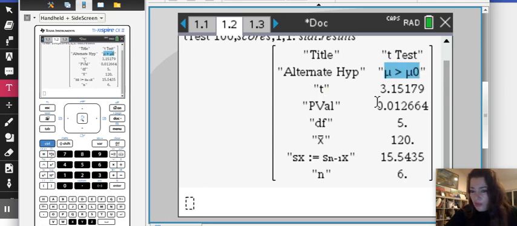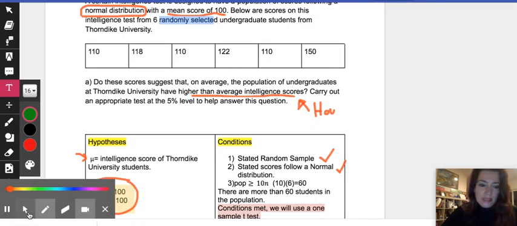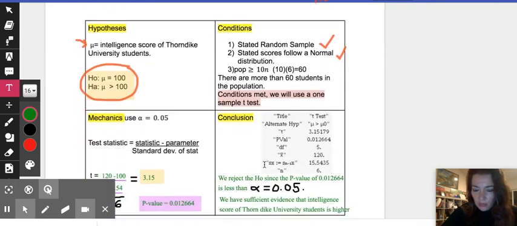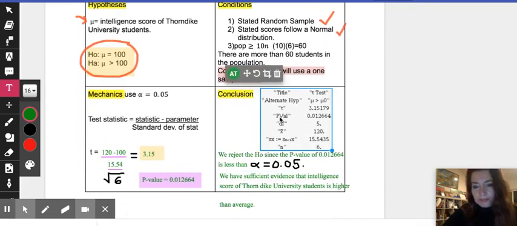Our t-score is 3.15. Our p-value is 0.012. Our degrees of freedom is 5. Our mean is 120. Standard deviation 15.54. And our sample size is 6. I went ahead and copy and pasted it over here, so it's like we're looking at our calculator.